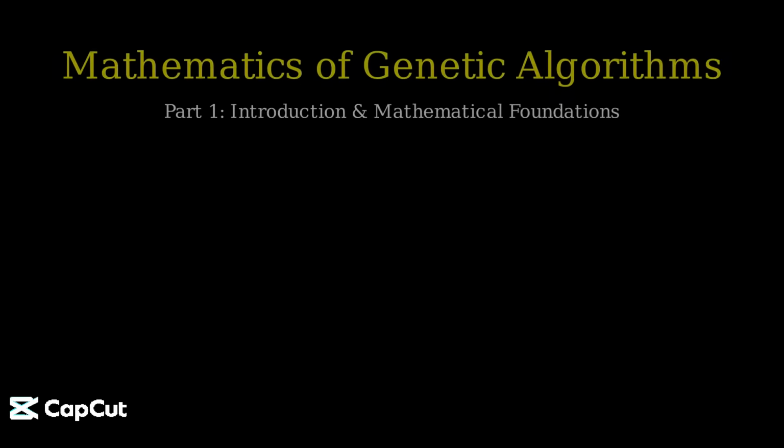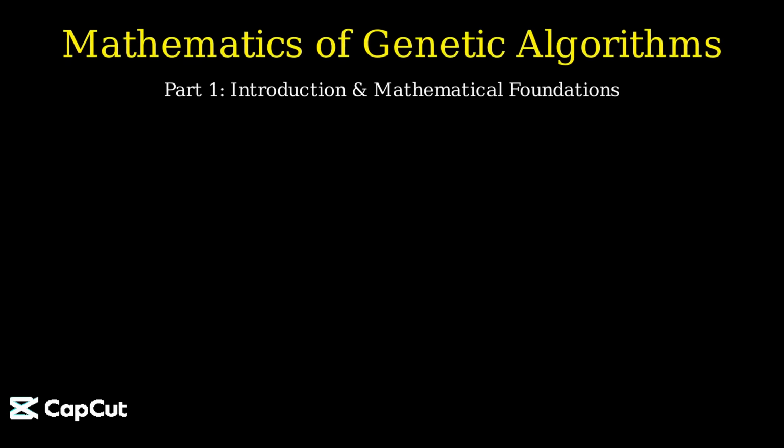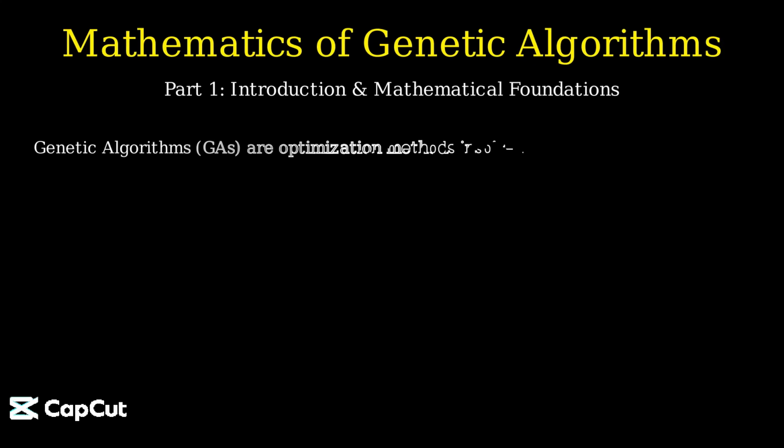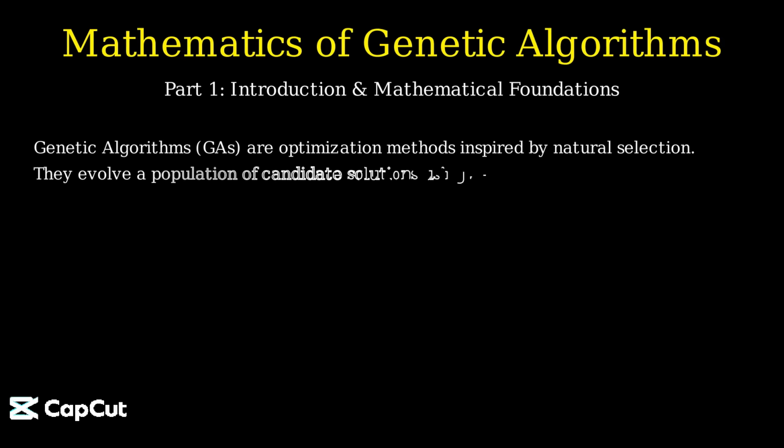But what exactly is a genetic algorithm? Genetic algorithms, or GAs, are optimization methods inspired by natural selection. They evolve a population of candidate solutions using selection, crossover, and mutation. But before we see evolution in action, let's understand the maths.